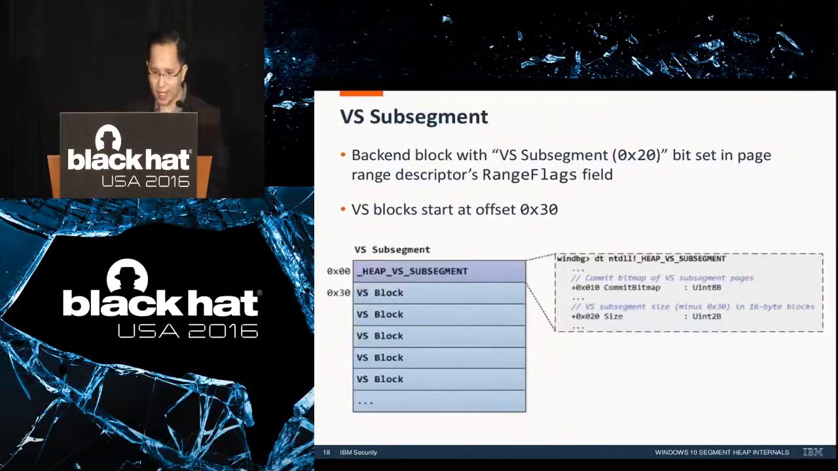And then zooming into a VS subsegment, 2 of the most important fields is the commit bitmap, which tracks which part of the VS subsegment are committed, and the other one is the size of the VS subsegment. So after offset 30 hex is where the VS blocks are located. So when a new VS subsegment is created, the whole area here is one larger free block. It is just split into different sizes as allocation requests come in.